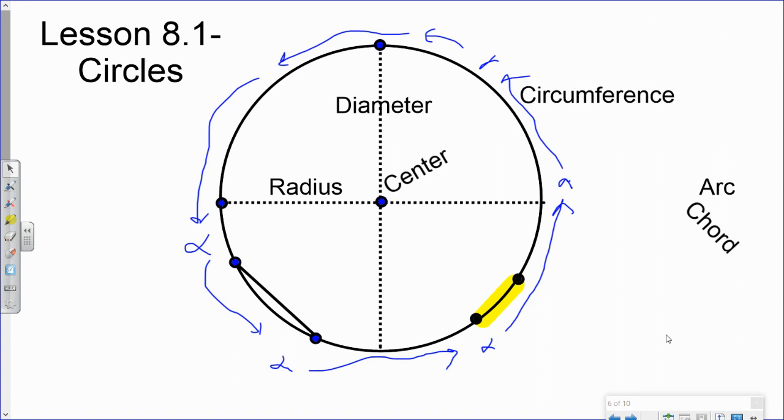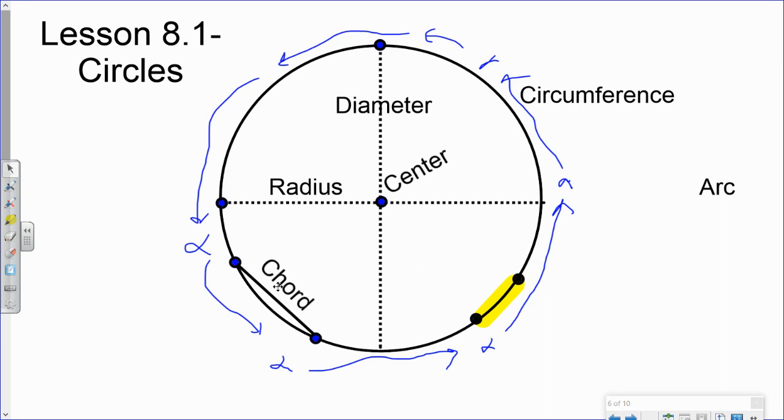There were two things that were not in the story, and those are arcs and chords. A chord is when you take any two pieces of the circle. So it could be right here and right here. These are two points on the circle, and you connect them. So this is a chord.